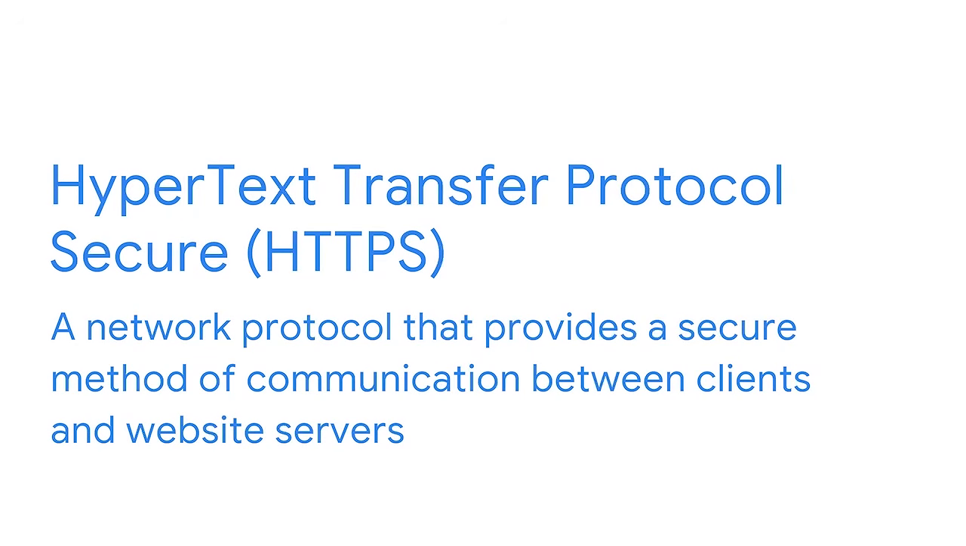Now that communication has been established and the destination device is known, it's time to access the Yummy Recipes for Me website. The Hypertext Transfer Protocol Secure, or HTTPS, is a network protocol that provides a secure method of communication between client and website servers. It allows your web browser to securely send a request for a web page to the Yummy Recipes for Me server and receive a web page as a response.